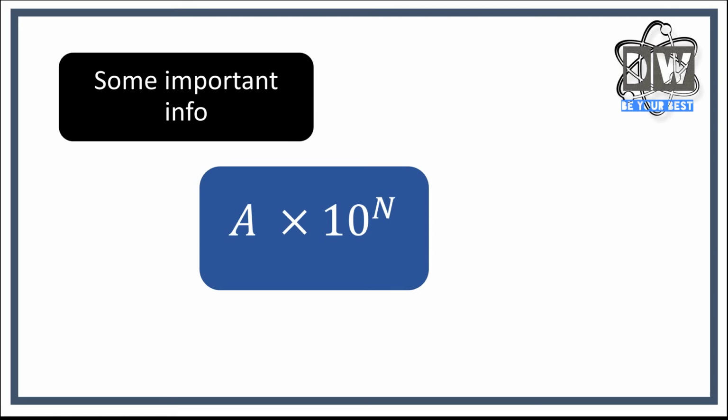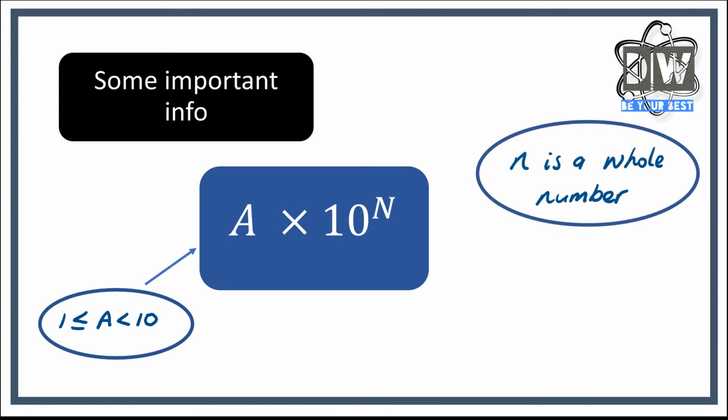Remember, this is really key. Hopefully you've remembered this from the past, but A is a value greater than or equal to 1 but less than 10. N is a value which is a whole number, and often that number can be a single digit number like 1, 2, 3, 4, 5, 6, 7, 8, 9, but sometimes it can be a bigger number. Just bear that in mind.